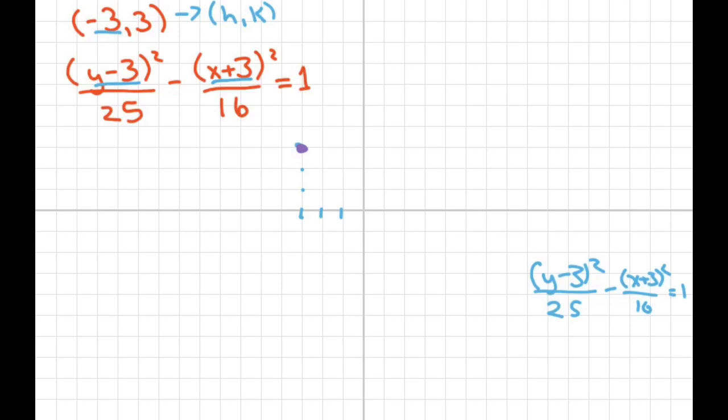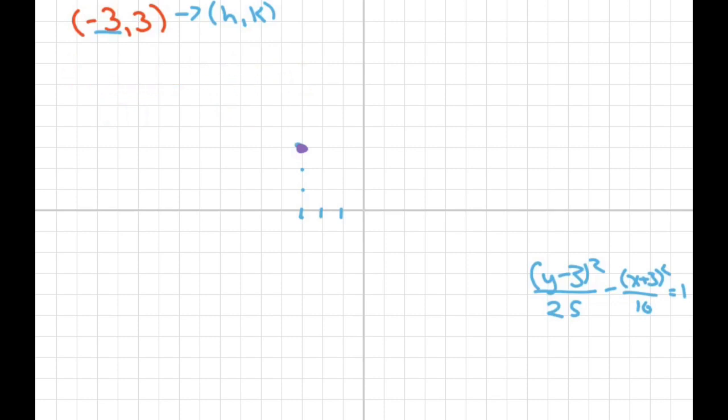Now what we're going to do, I'm going to go ahead and erase this one. What we're going to do is look at what's under the y, which is 25. For that, you take the square root of 25 and you get 5. So we're going to go up 5, because it's plus 5 and minus 5: 1, 2, 3, 4, 5. And we're going to go down 5 for the negative 5: 1, 2, 3, 4, 5.